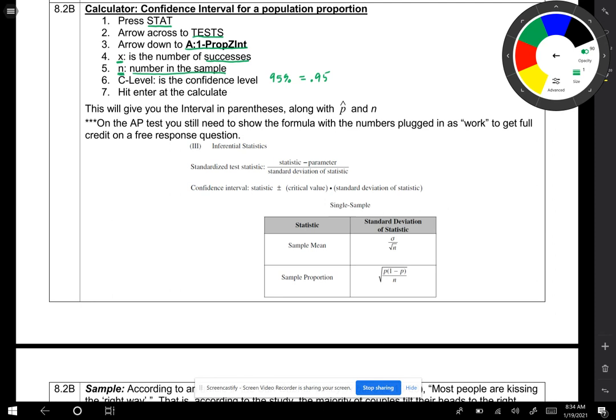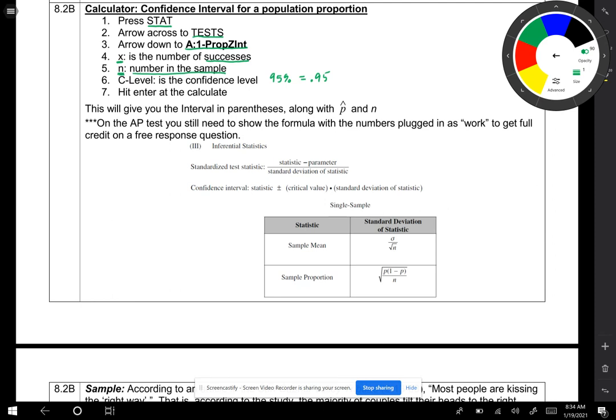On the AP test, you will still need to show the formula with the numbers plugged in as "work" to get full credit on a free response question. This is just to help you check your work to see that you did it correctly. So this is a great tool to have.